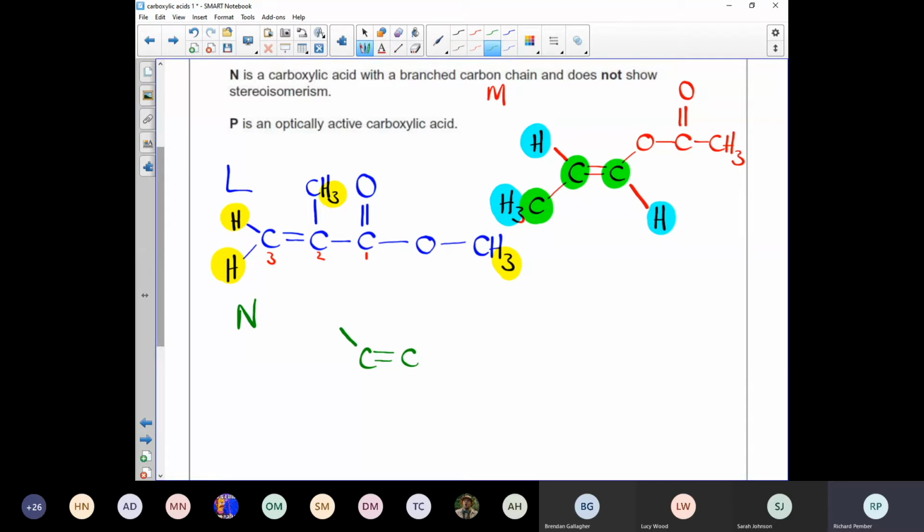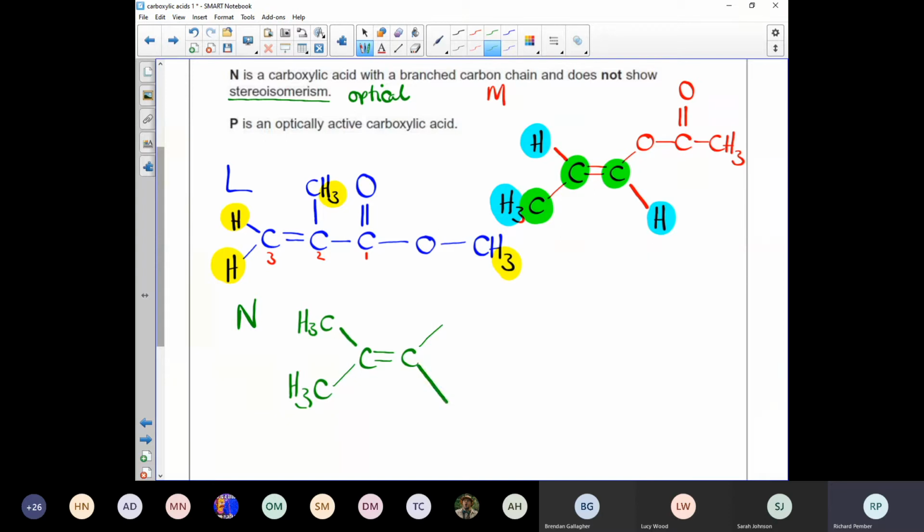Doesn't show stereoisomerism. Well, I think this would be a good place to start now, because that immediately means it's got a branched carbon chain, and it means it won't have EZ stereoisomerism. Of course, that's not the only kind of stereoisomerism. I just need to be careful that I don't end up putting a chiral carbon in and giving it optical isomerism, but I'm feeling fairly happy that it's not got EZ.